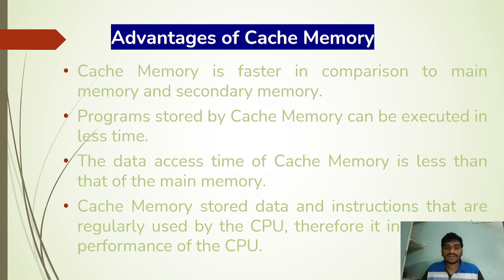Cache memory stores data and instructions that are regularly used by the CPU, therefore it increases the performance of the CPU. When the cache memory stores the instructions, it becomes easier for the CPU to work regularly, and the performance of the CPU therefore also increases.